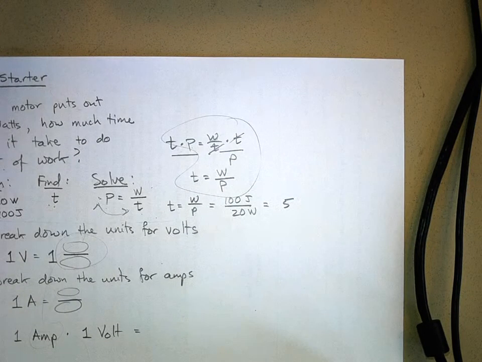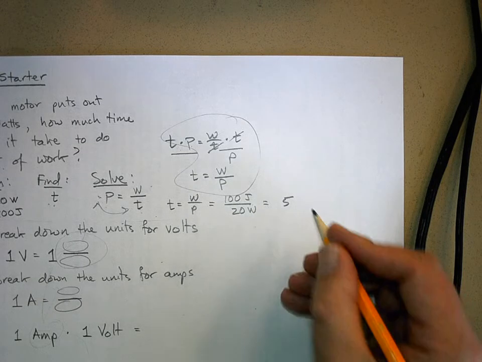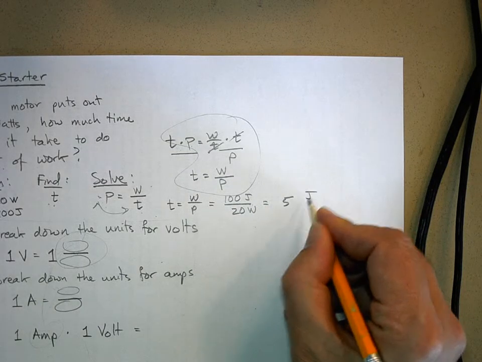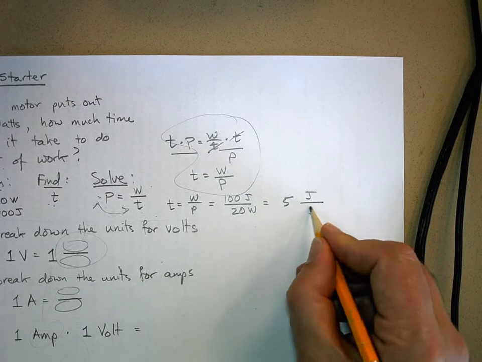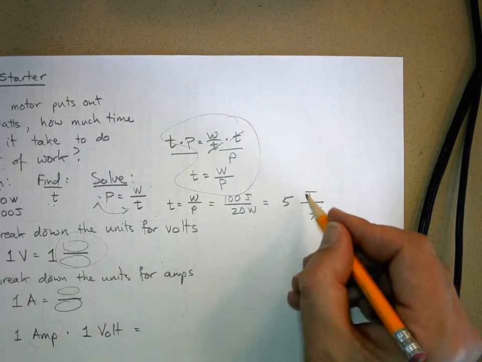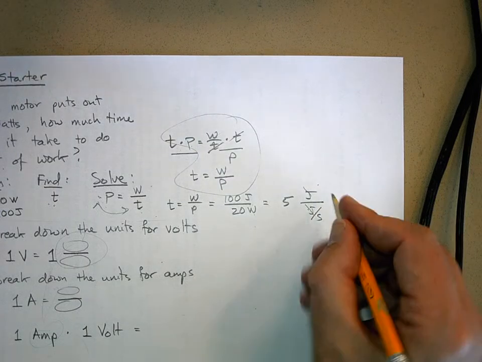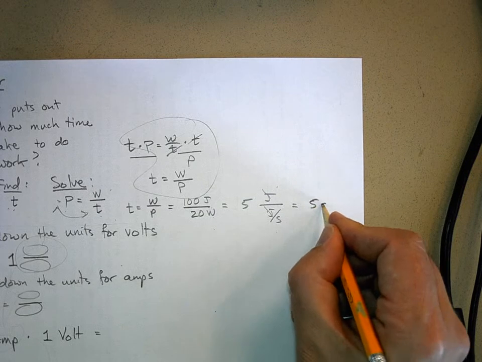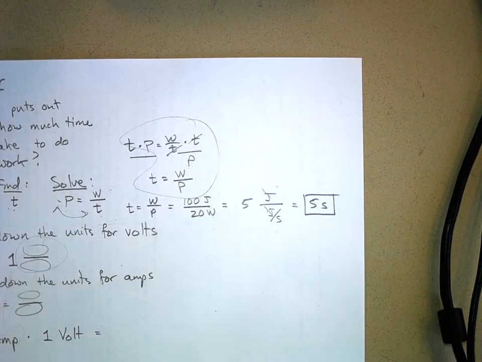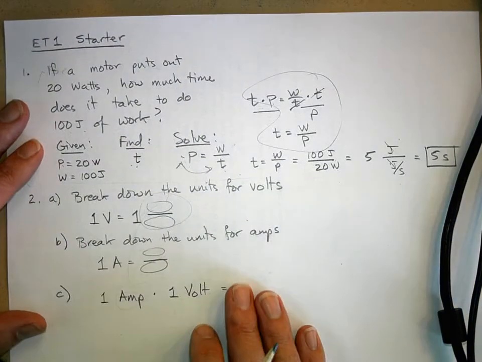In most countries, that's 5. And then you have a joule divided by a watt. Okay, now let's take a look. Joules divided, now what is a watt? A watt is a joule per second. So the joules will cancel. You'll have 1 over 1 over seconds, which is seconds. So the answer is 5 seconds. Put a box around your answer. Any questions?